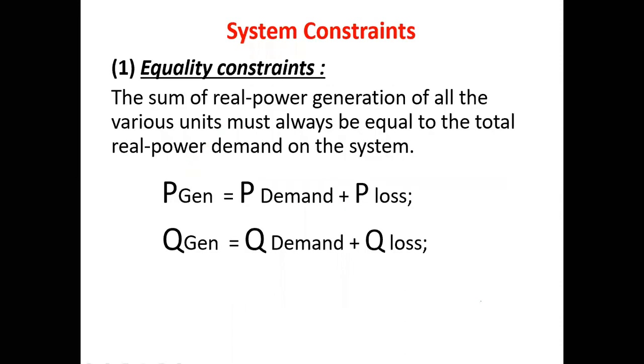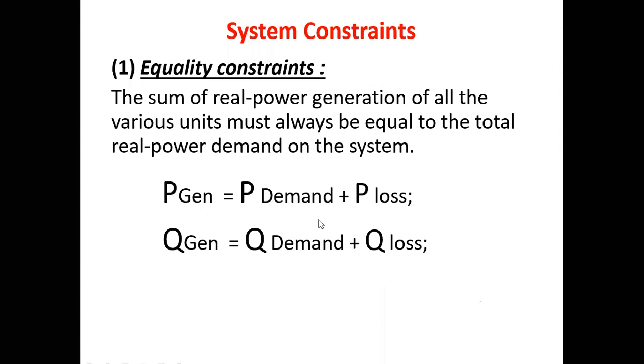These are nothing but system constraints. Again, system constraints can be divided into two types: equality constraints and inequality constraints. For the equality constraints, we have already seen these in problem 1 and problem 2. Problem 1 is without losses, problem 2 is with losses. Here, P generation must be equal to P demand plus P loss in terms of real power. Similarly, applying the same concept for reactive power, Q generation equals Q demand plus Q loss, where P is real power and Q is reactive power.